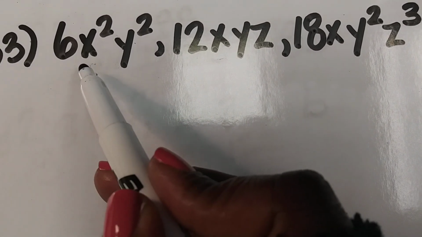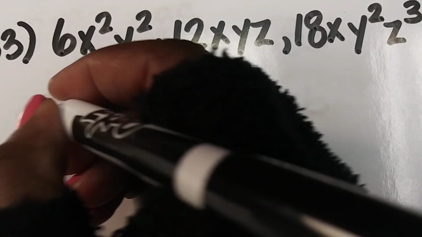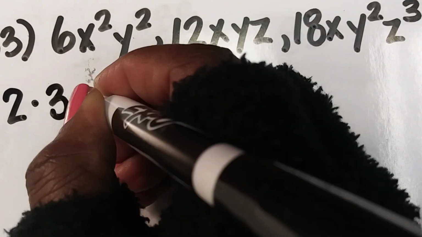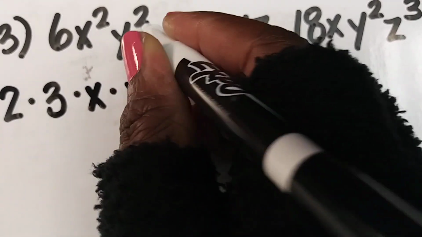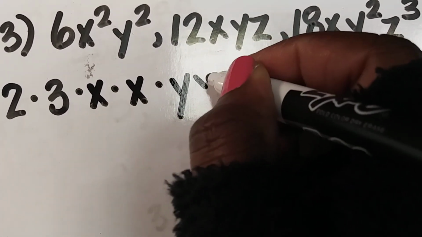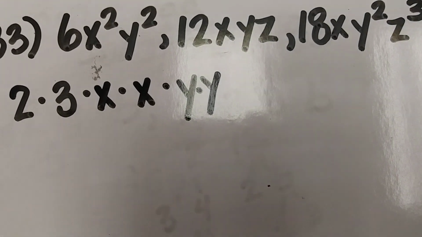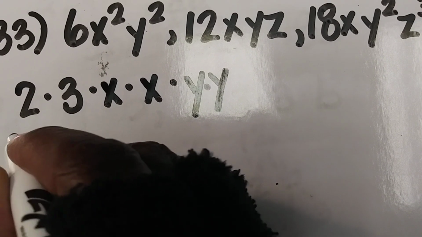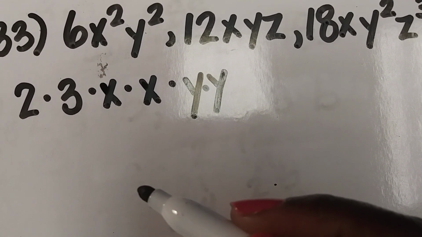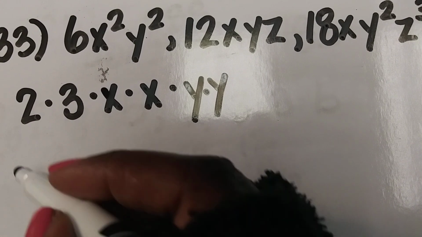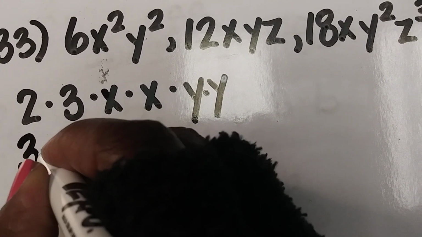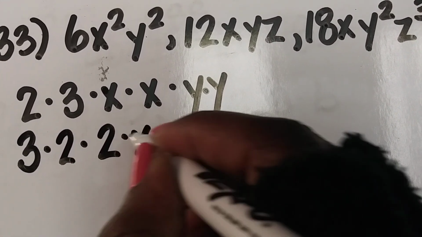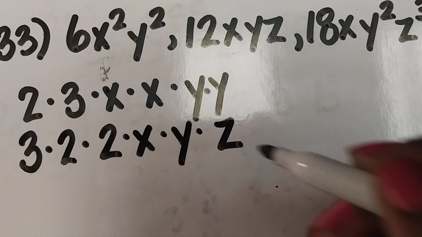When I break down 6x squared y squared, I have 2 times 3 is 6. The square means I have 2 x's. The squared means I have 2 y's. If I break down 12, I know that 2 times 6 is 12 and 3 times 4 is 12. 3 times 4 is 3 times 2 times 2. I have only one x, one y, and one z.